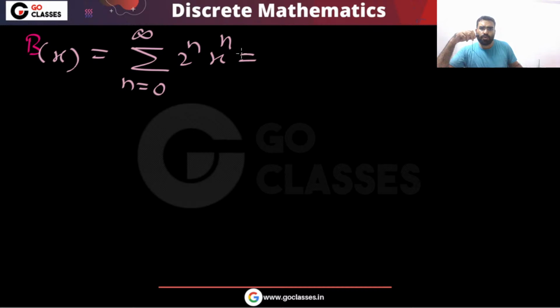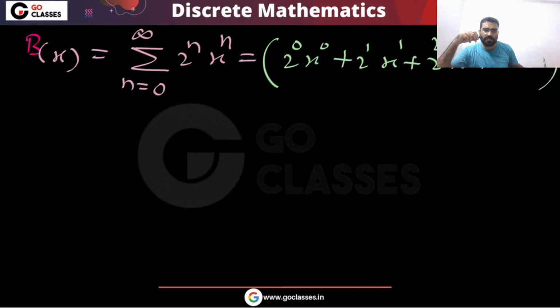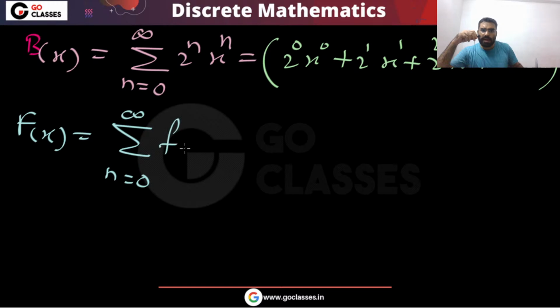What is this b(x)? If you open this, then you will get 2 power 0 x power 0, 2 power 1 x power 1, 2 power 2 x power 2, and so on. This is your b(x). Next, f(x) is given to you. What is f(x)? f(x) is the summation, n equal to 0 to infinity, of f_n x power n. And what is f_n? This is the Fibonacci number.